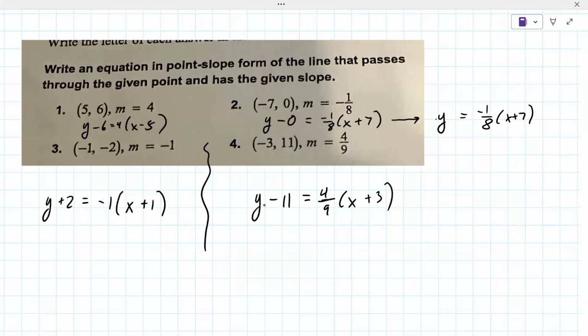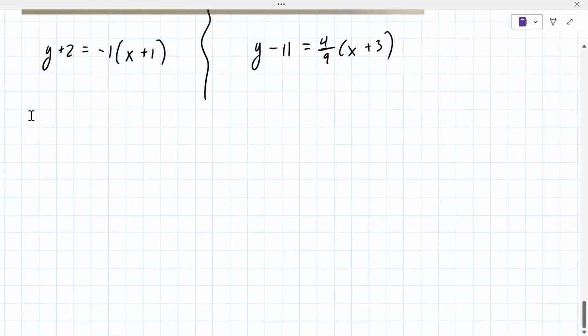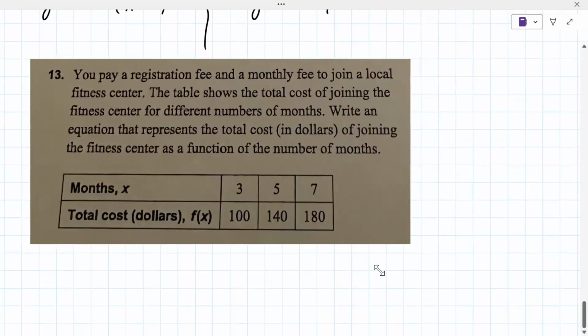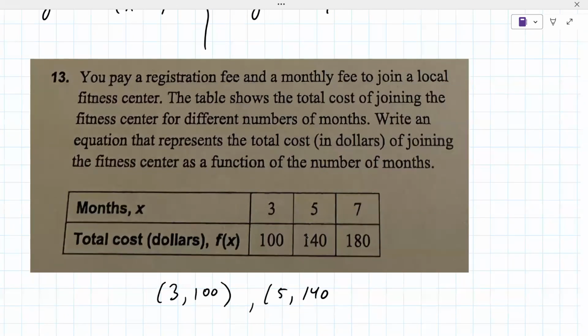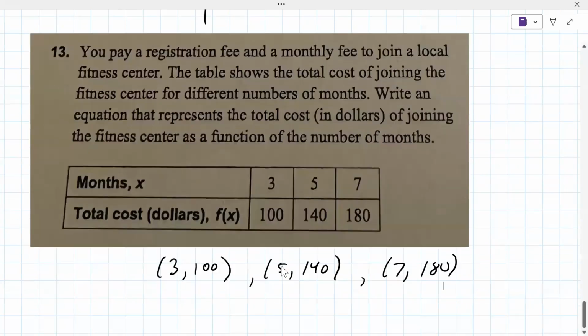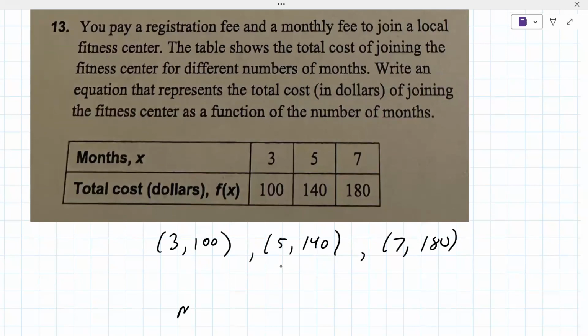All right. So 5 through 8, we'll come back to those. Let's go do 13, and then we'll come back to 5 through 8. You deserve a little break, I guess. It's not any different than what we've been doing. It's just a story problem. So these are ordered pairs. Like one of them is 3 comma 100. One of them is 5 comma 140. One of them is 7 comma 180. So you have to first find the slope like we were doing, and then the value from one of the ordered pairs. Now you can read the problem.